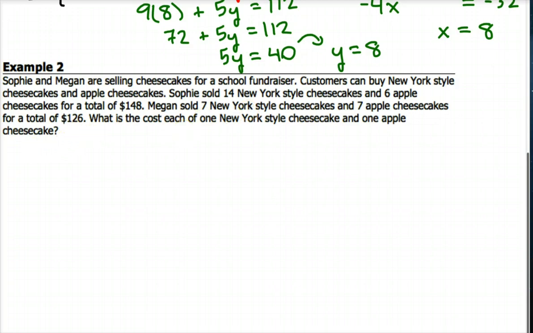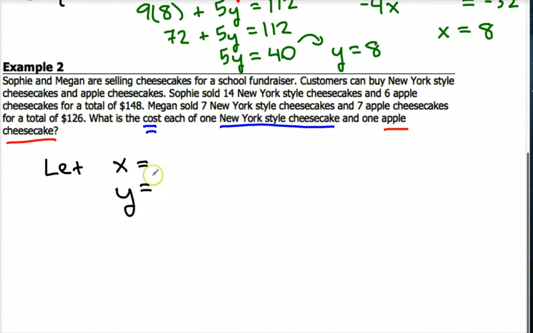And we want to know, again, 2 things. We want to know the cost of 1 New York-style cheesecake and 1 apple cheesecake. So again, my let statements are going to involve an x and a y. And I'll just go ahead and I'll let x represent the cost of my New York cheesecake, one of those.